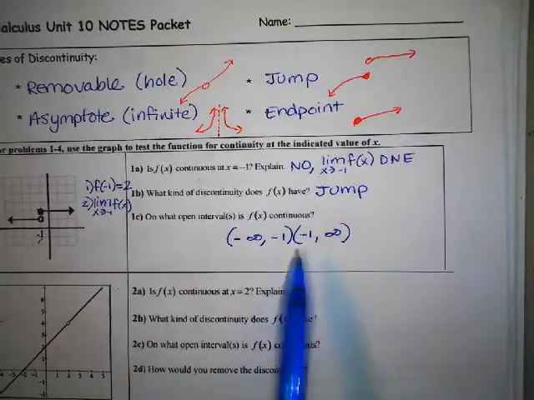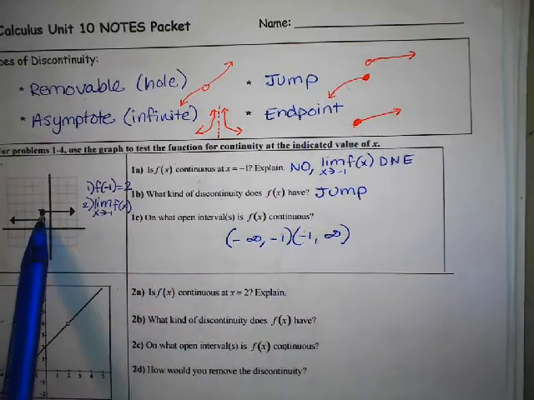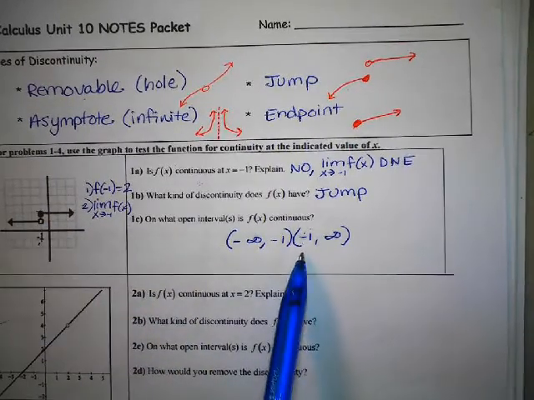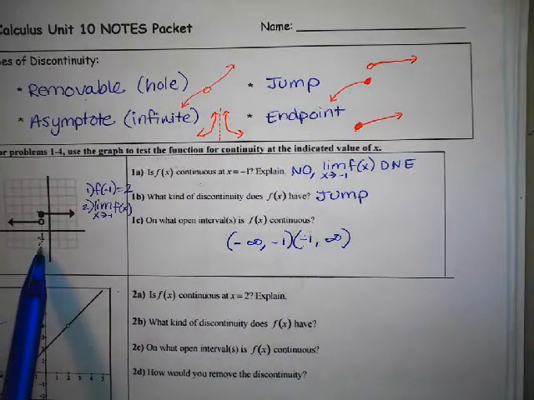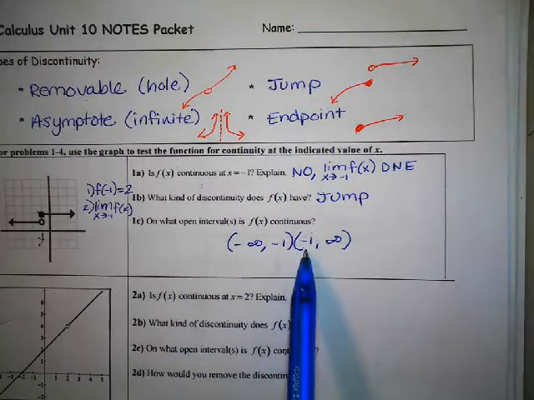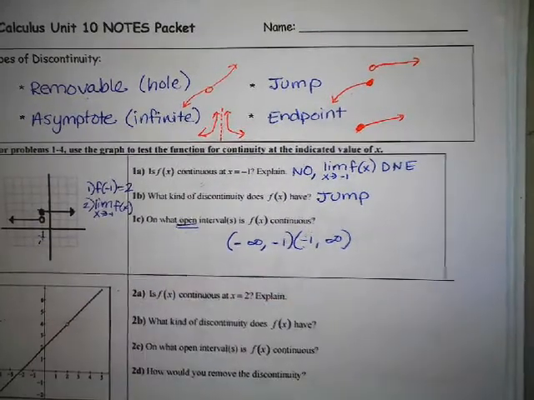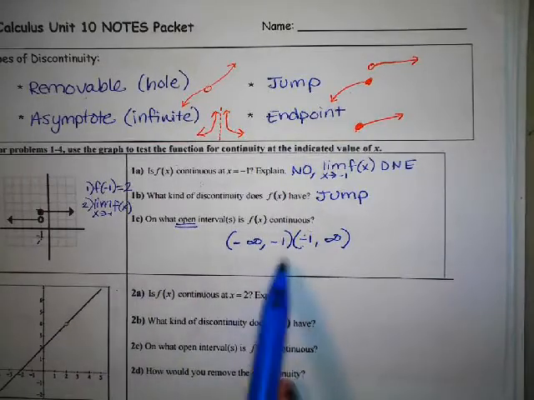You might ask, why can't we use a bracket right here? That thing is closed in. Well, it's not continuous at -1, and this question was asking, where is it continuous? I cannot include -1 in my answer. Also, the question said what open intervals? Open intervals always mean parentheses.